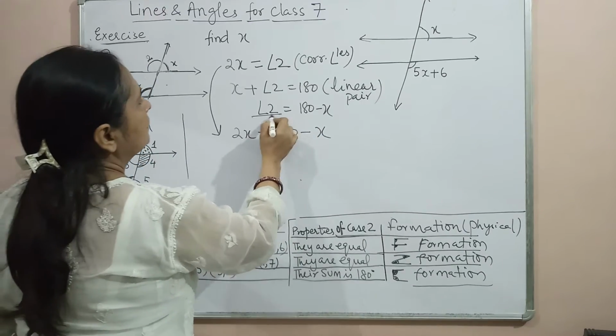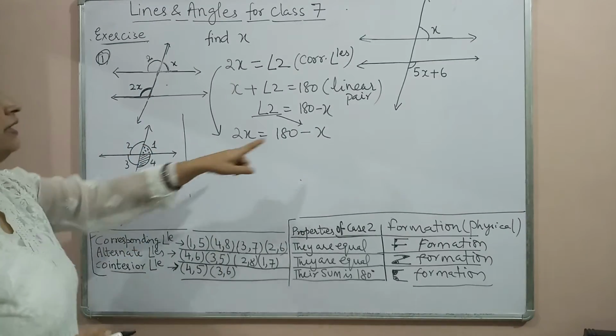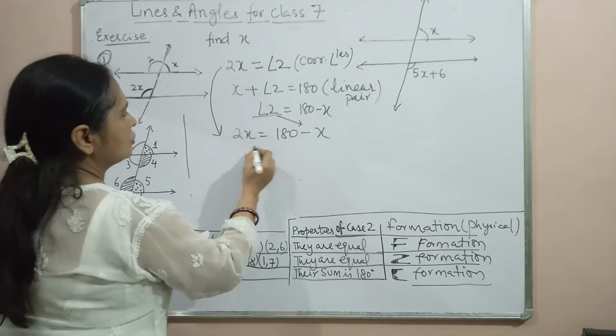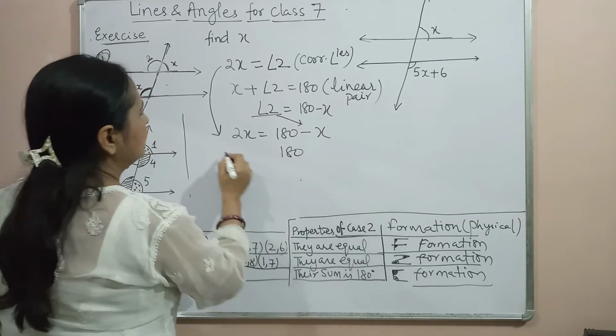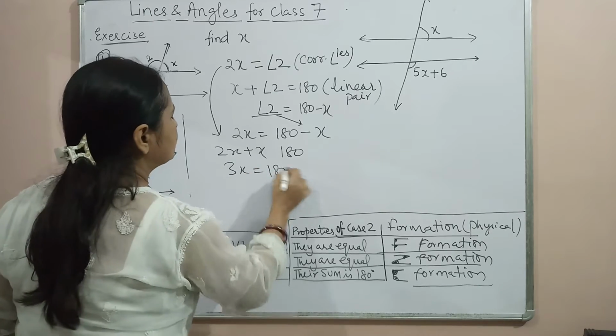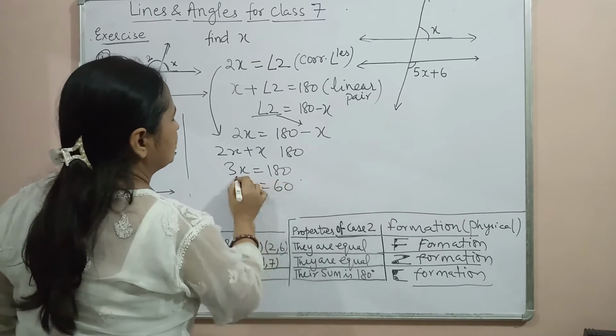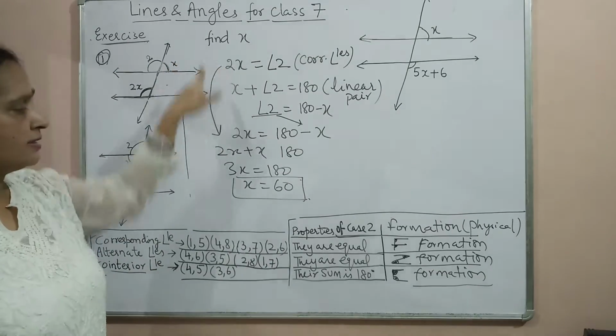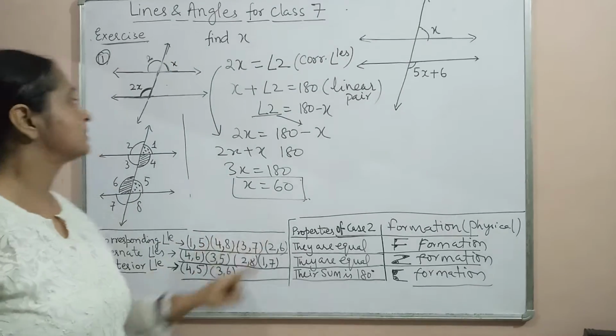What is angle 2? This is 180 minus x. 2x is equal to angle 2, meaning 180 minus x. That means 2x plus x, which becomes 3x, is equal to 180. So x becomes 60 degrees. So we were asked to find x and we got the value of x to be 60 degrees.